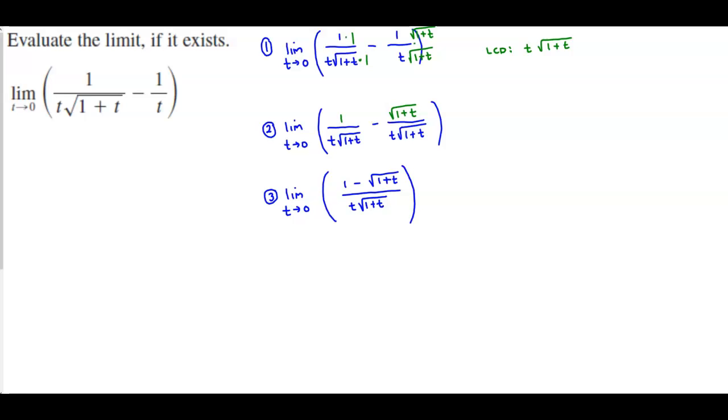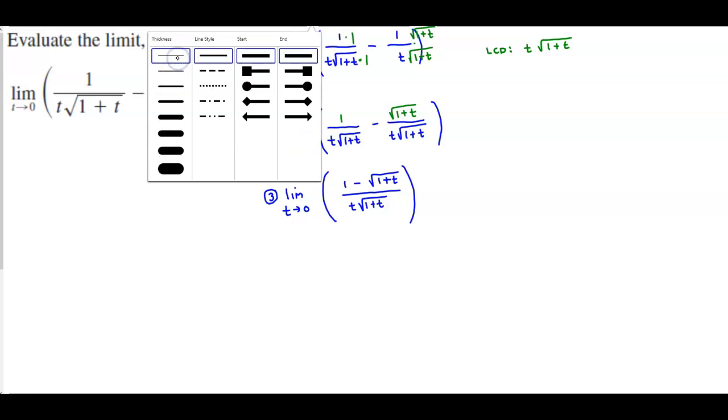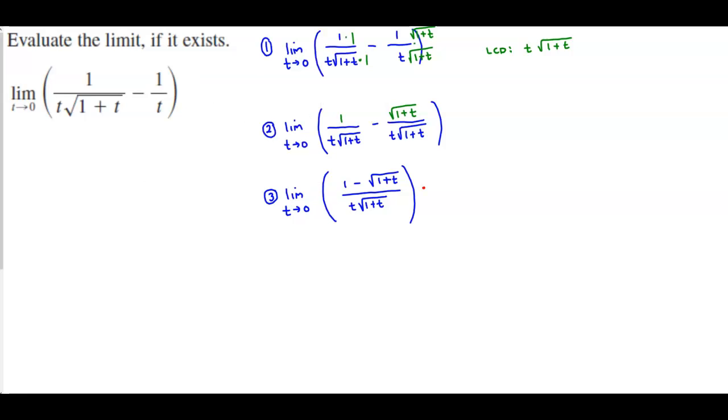Okay, now we do not want to leave the radical in the numerator, so we're going to have to rationalize the numerator. So we need to multiply the numerator by its conjugate. And the conjugate is 1 plus the square root of 1 plus t. And we're going to multiply the denominator by 1 plus the square root of 1 plus t.